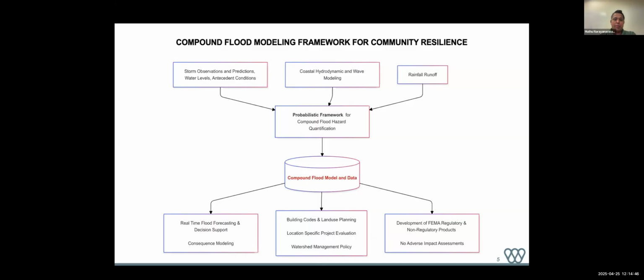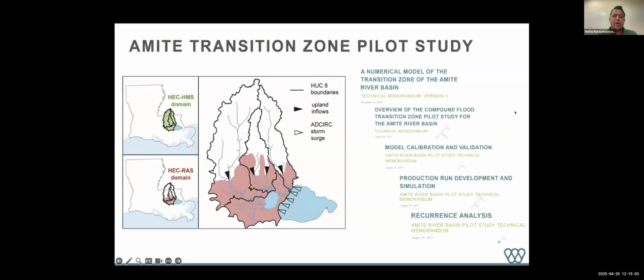And then the most important part is, how do you develop a set of events that you want to feed through a computational model, and what is the probabilistic framework that you would use to characterize the hazards for current and future conditions. So this is sort of what we're focused on.